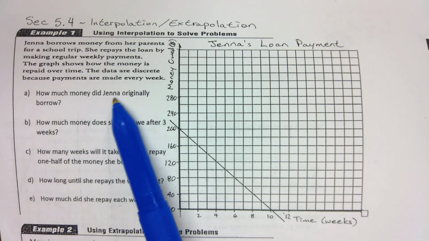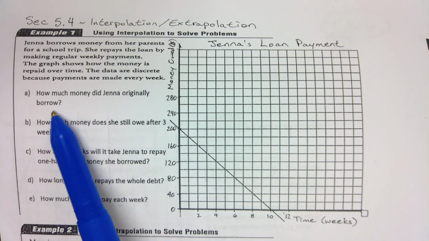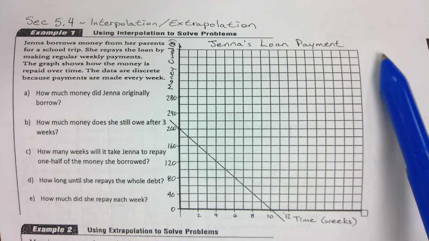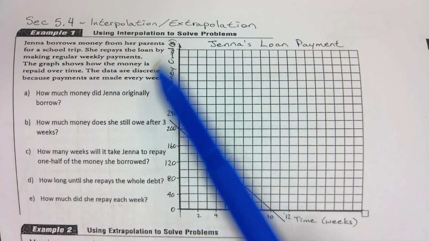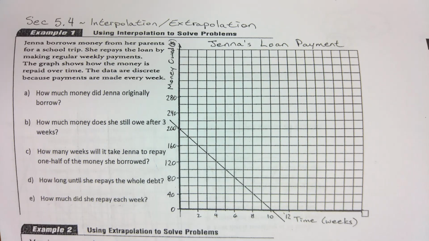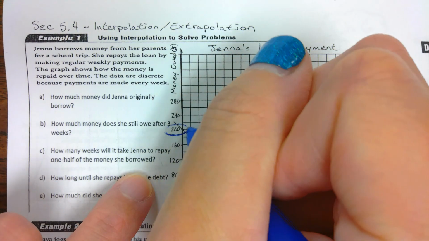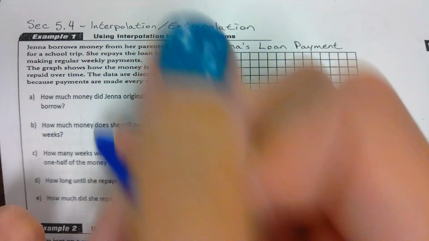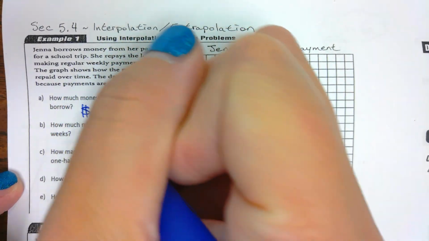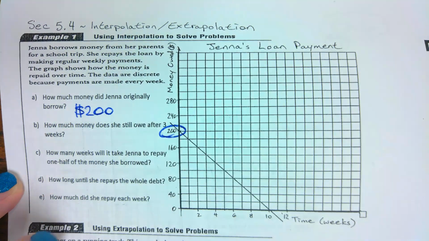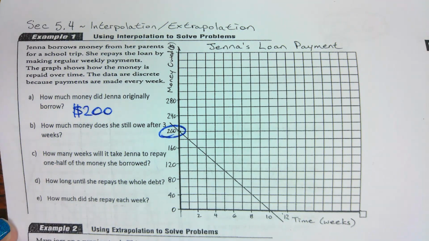How much money did Jenna originally borrow? So looking at this graph right here, how much did she borrow originally? Claire? $200, right here. Your initial value, what you start off with. So she borrowed $200 for this trip, right?